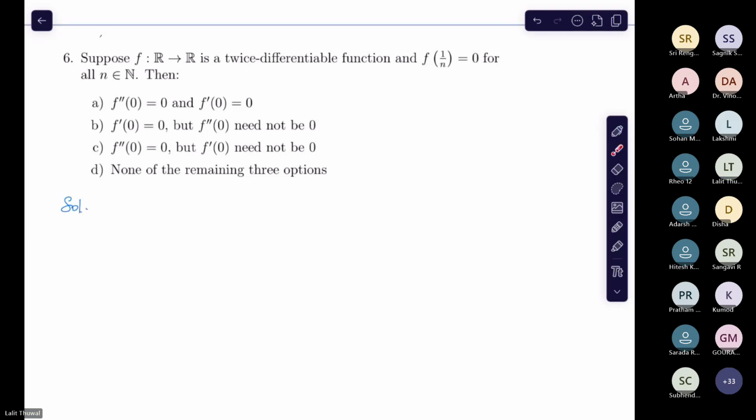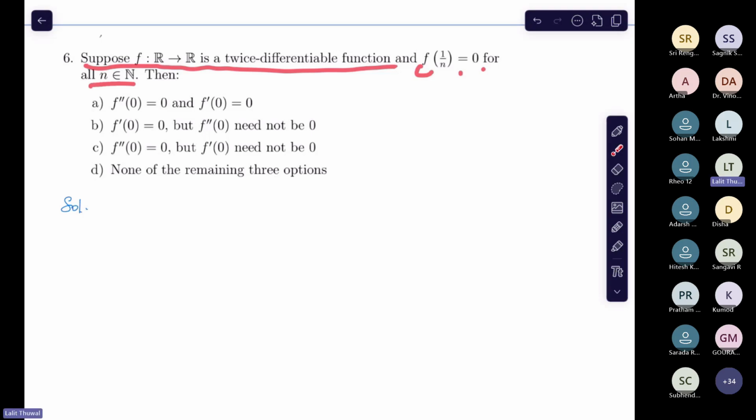Yeah. So what this problem says: let f from R to R be a twice differentiable function with f(1/n) = 0 for all n. Then, okay, some of you raised the hand, but some of you lowered the hand now. Why? I asked how many of you solved it correctly. Okay, so let me tell you why.